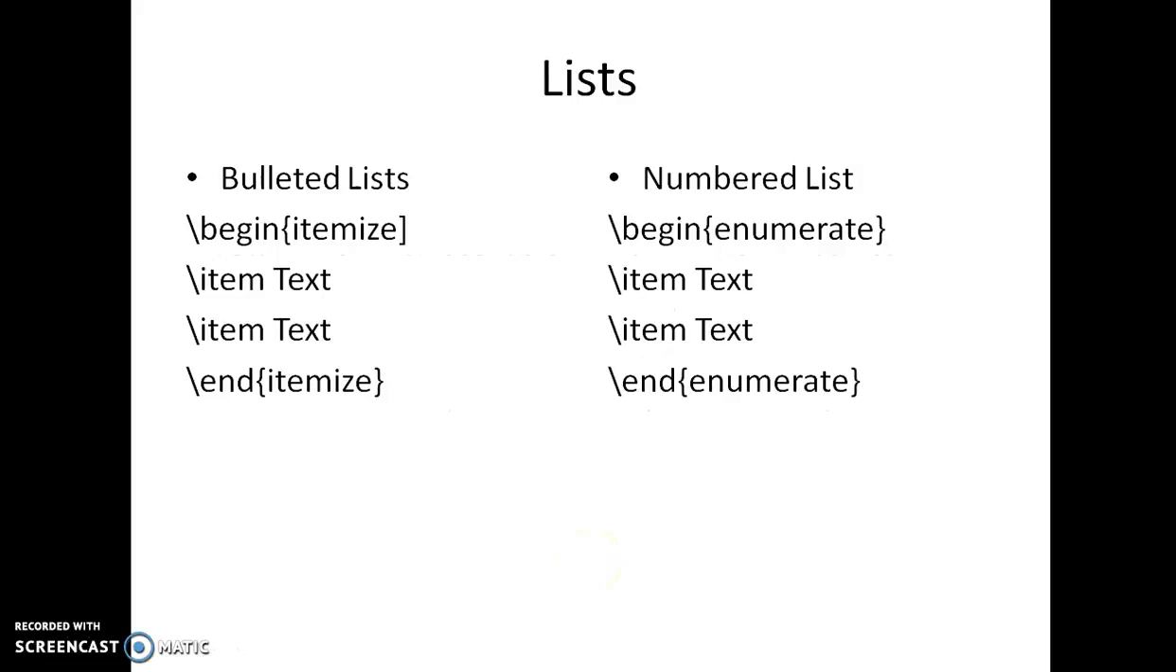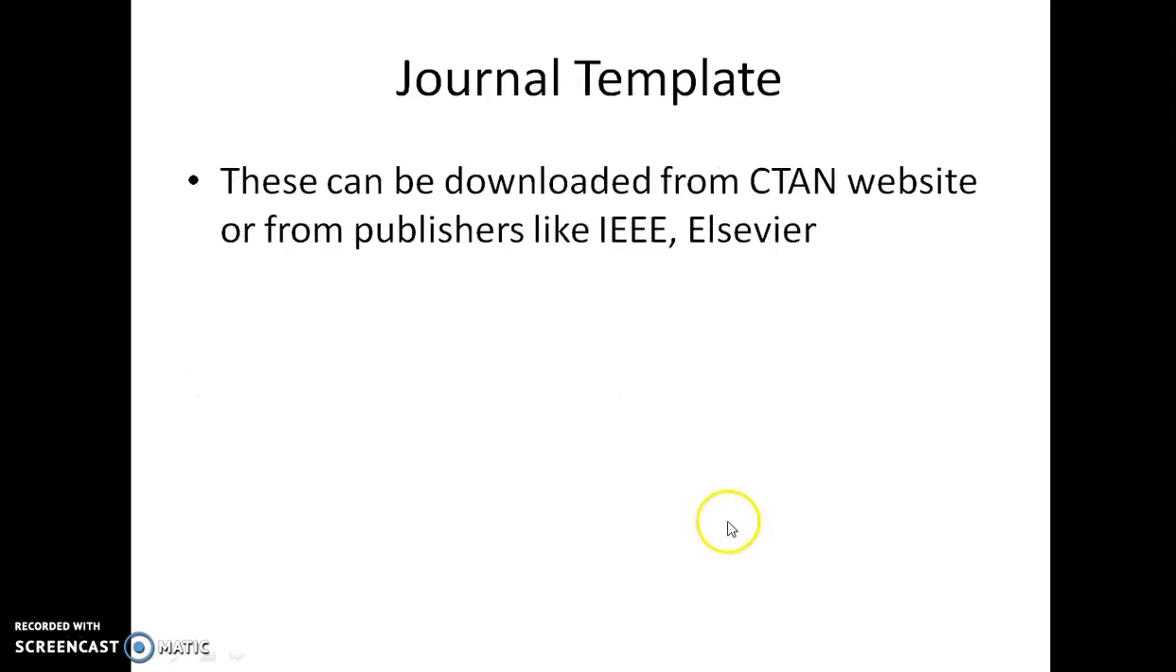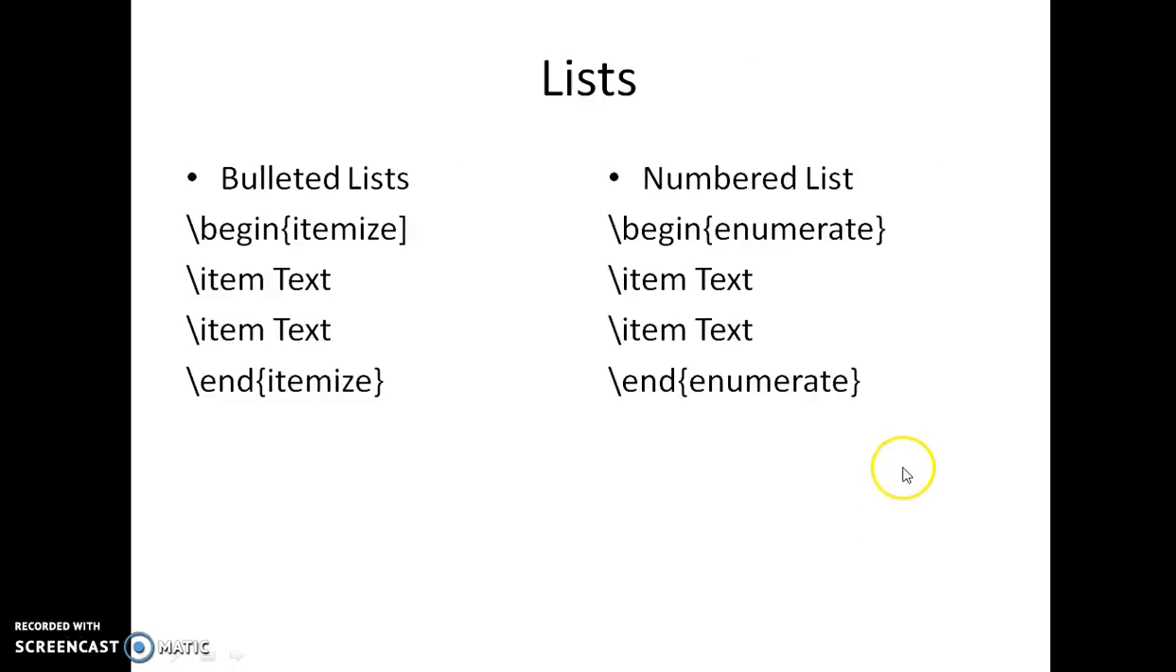So we will also be finding bulleted lists and numbered lists. Bulleted lists are the ones which are sequenced using bullets. Numbered lists are the ones which have numbers.